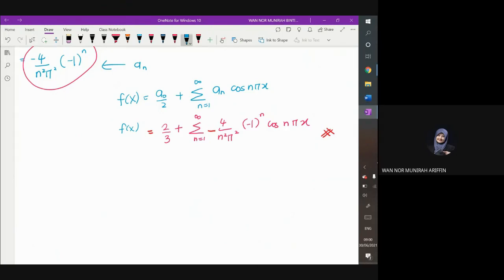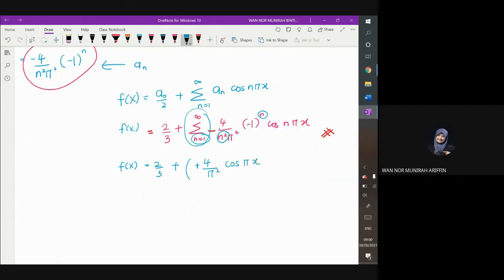Where do we do that? Here. You need to open the summation. So your function f(x) would be 2 over 3, plus, when n equals 1, substitute n equals 1. You will get negative 4 over 1 square times pi square, so pi square. Negative 1 to the power of 1 is negative, so you have a positive sign here. Then you have cos(pi x). Not finished yet.